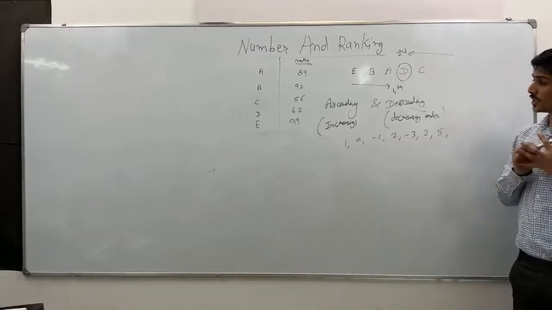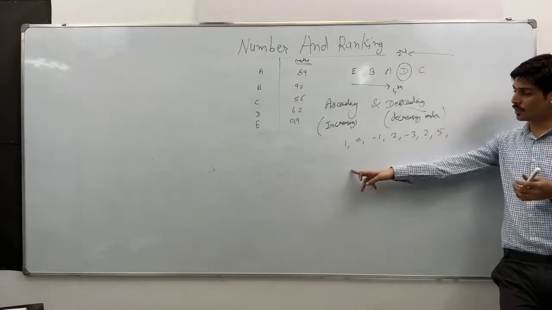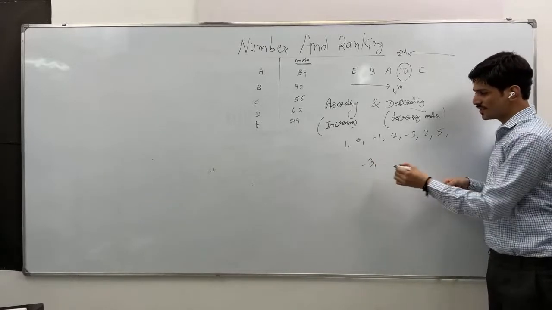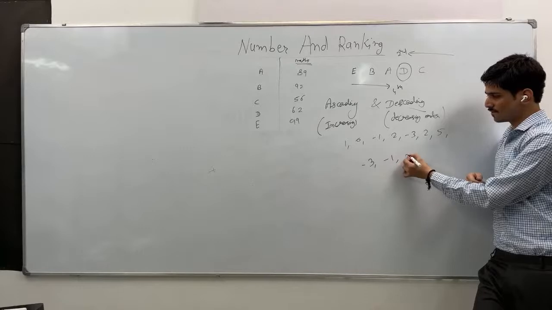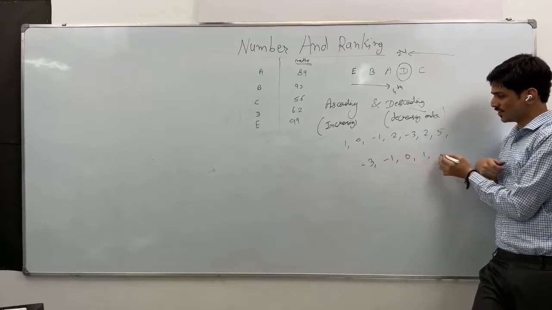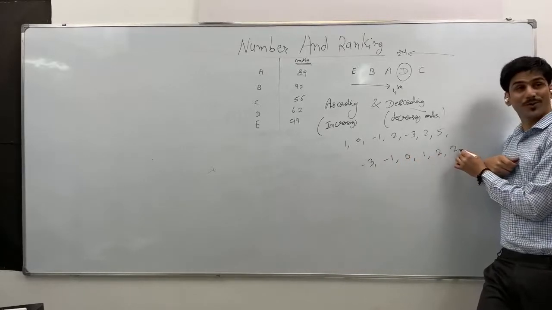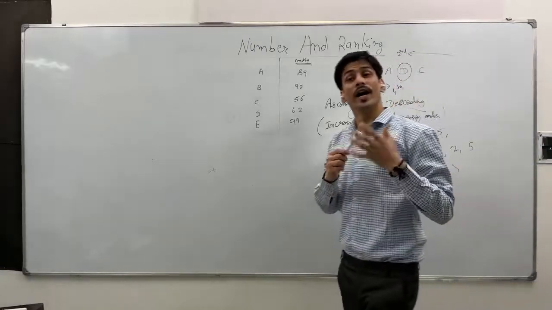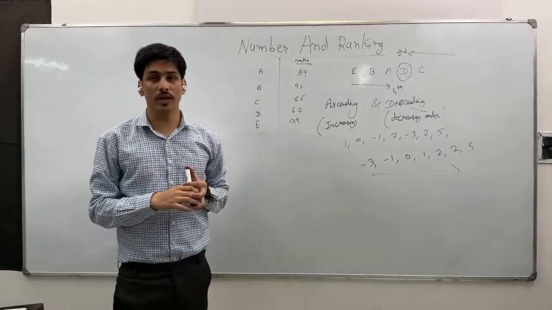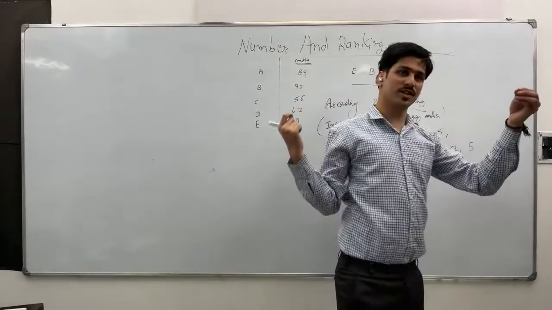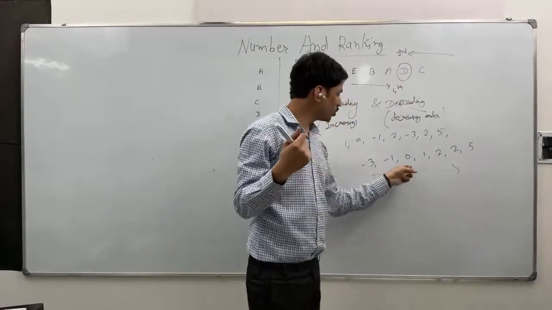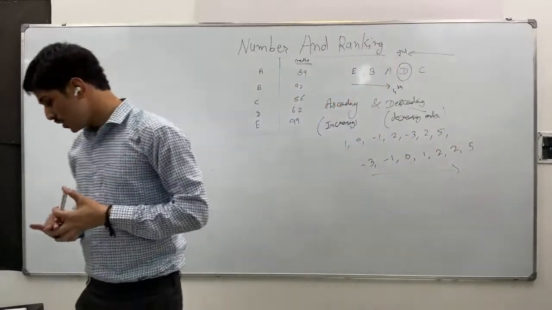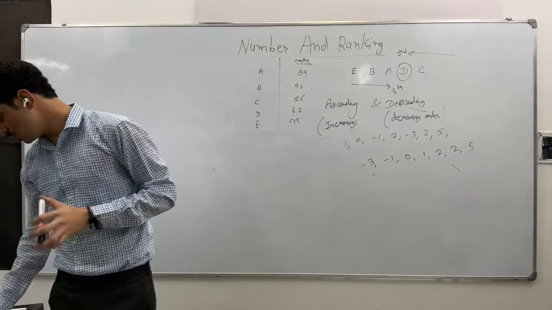Now can you arrange them in ascending order? Ascending order, what will come here first of all? Minus 3, then 2, one more 2, right? 5. This one is lowest to highest. So this is called the ascending order. If I ask you about descending order, then you just reverse this list. So 5, 2, 2, 1, 0, minus 1 and minus 3. Clear?